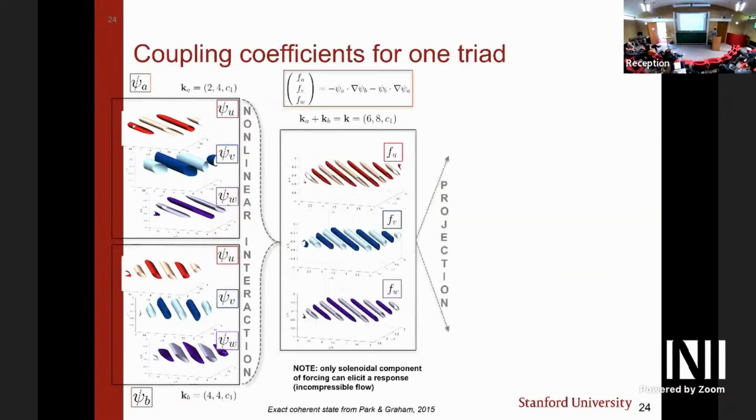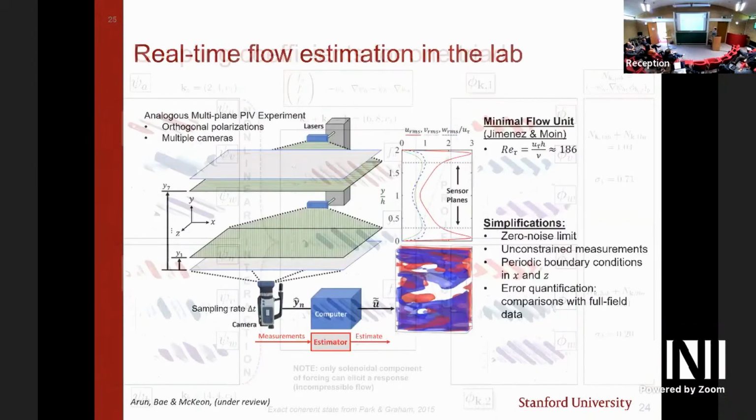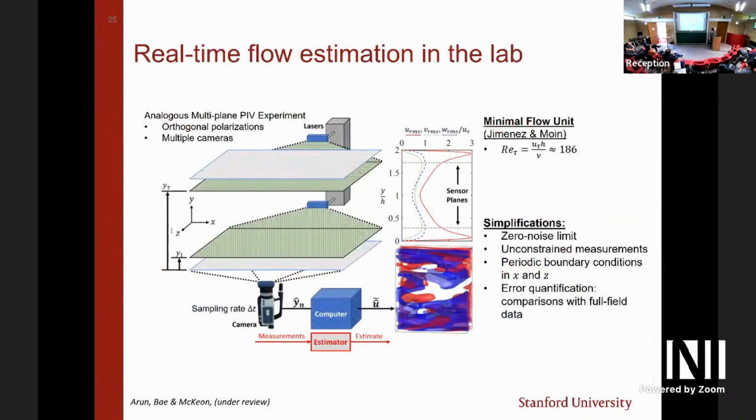Jump over to the resolvent version of that just in the last few minutes to show one thing that we've been looking at, trying to use this type of approach for. So we would like to be able to run some real-time estimation in the lab, again with a channel flow. And the idea here is to have multiple PIV planes, where the multiple is associated with how many cameras and lasers we're able to purchase.